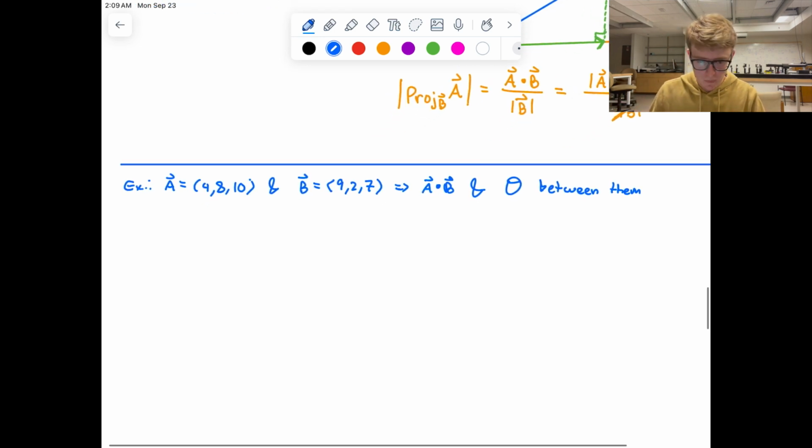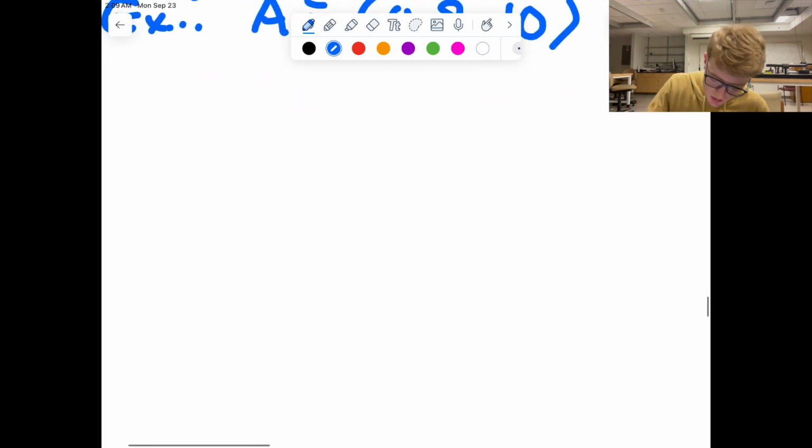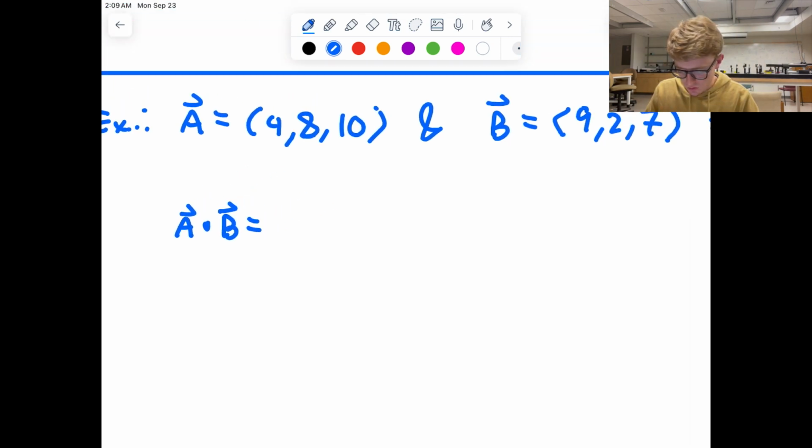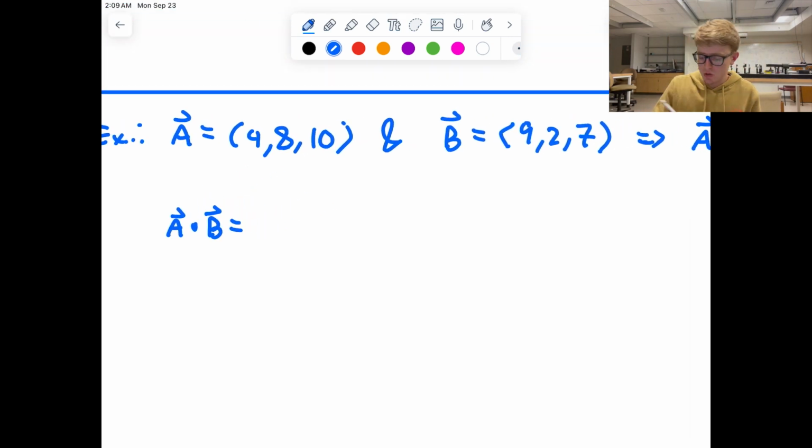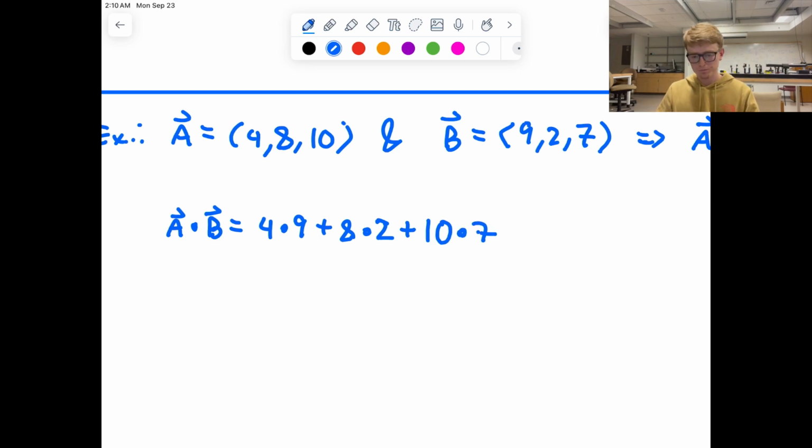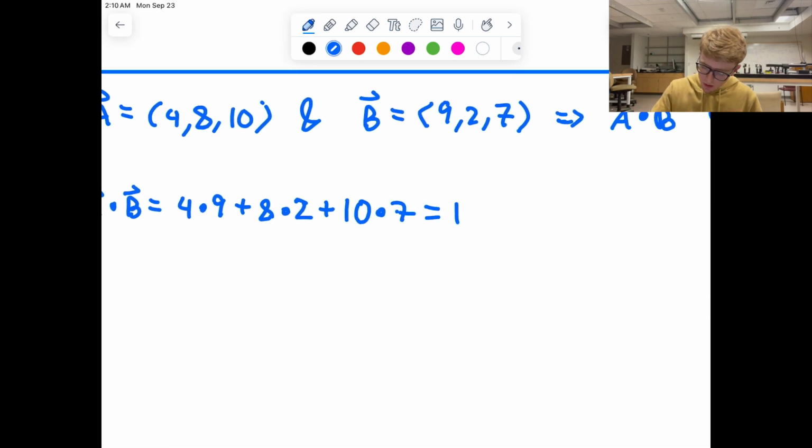Okay, so let's do that. First let's do A dot B, because that's the easy part. So let me zoom out a little bit so you can see everything. Let's just compute this. It's going to be 4 times 9, plus 8 times 2, plus 10 times 7. Okay? So if you do that all out, it's going to add up to 122. So that is A dot B. Okay, so that's the first result. So I'll highlight that one.